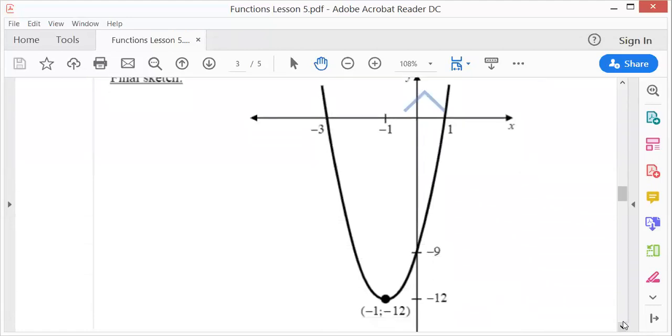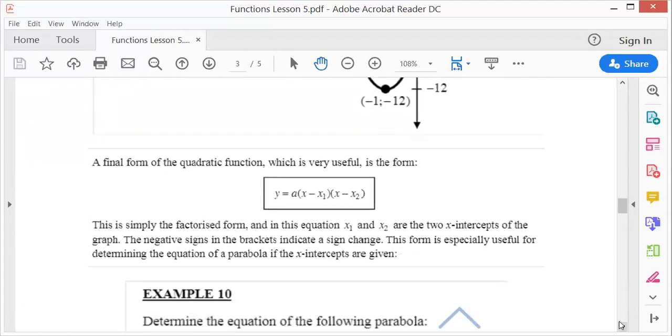And there you are. So there's the turning point, and we know it's a smiling face. So it goes down, y-intercept is minus 9, that is the turning point. The x-intercepts are minus 3 and 1. And there you are. Not so bad, people. Not so difficult.